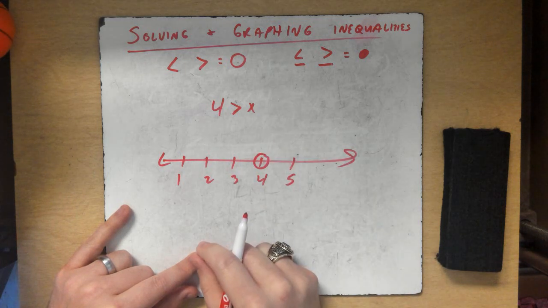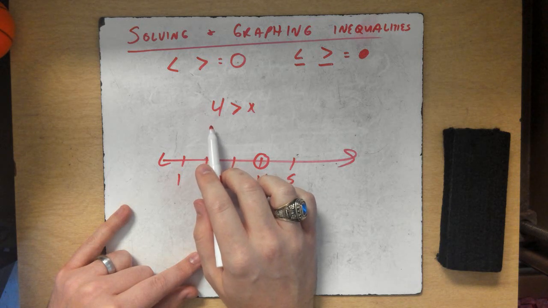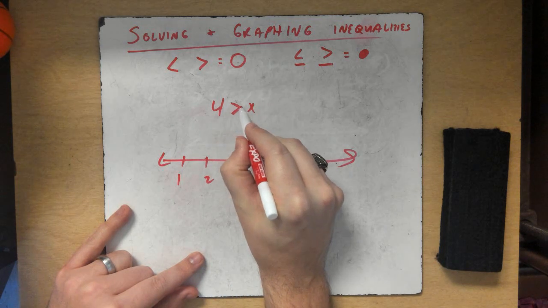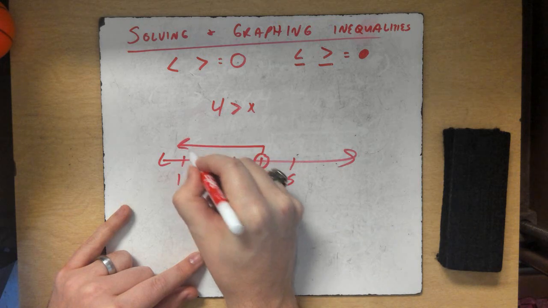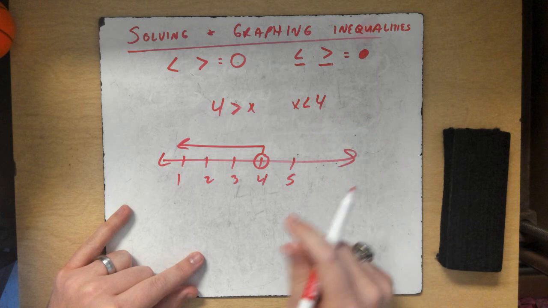Okay. Now, because our number is first, we need to go the opposite way that the symbol is pointing. So, because our symbol is pointing to the right here, our number is first. We need to go the opposite way and go left. Okay. So what I did was this is the same thing as this.